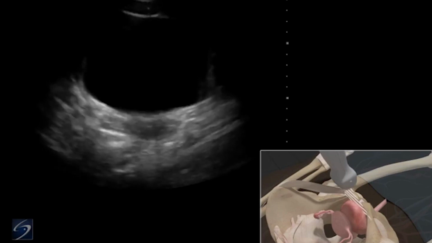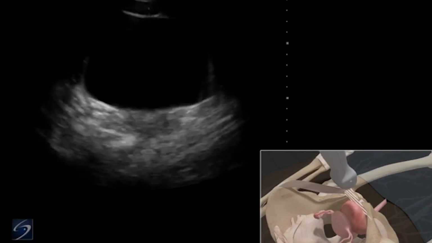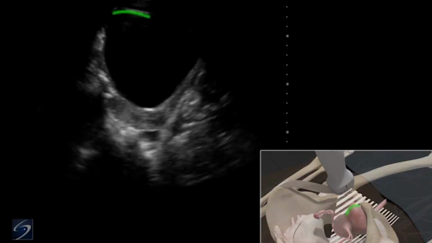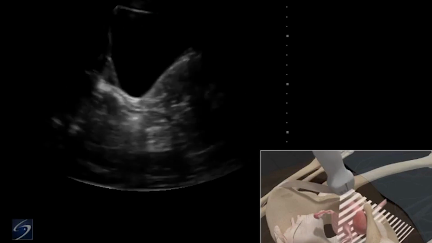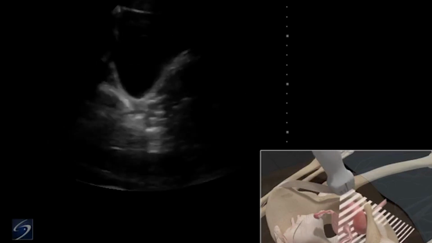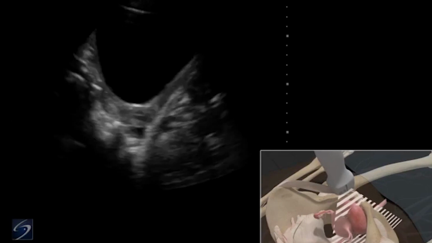To obtain a long axis view, rotate the transducer 90 degrees with the orientation marker pointed toward the patient's head. Sweep the transducer across the pelvis from left to right to evaluate the pelvis for free fluid.